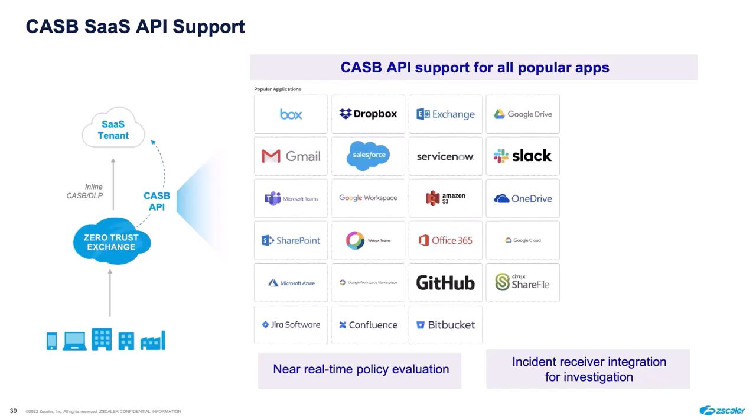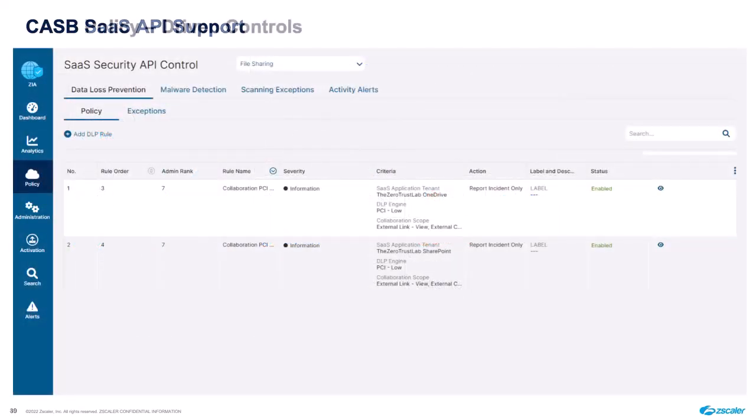We support all Google apps. We support Salesforce and Box and Dropbox, Citrix, ShareFile, GitHub. At the same time, we are also supporting public cloud infrastructure like S3 Bucket, Azure Blob, and GCP storage.